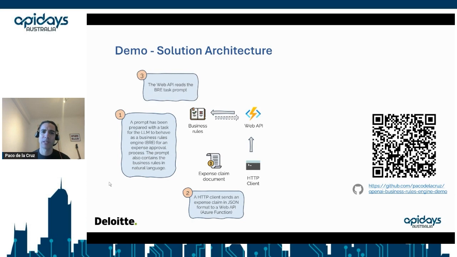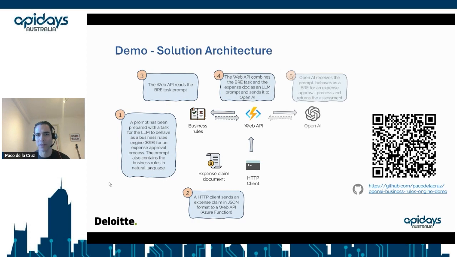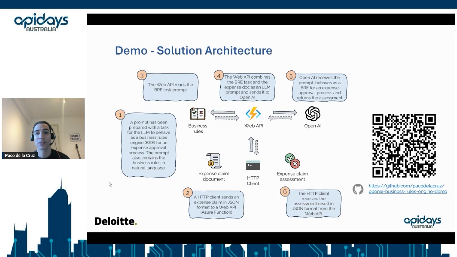Now the API is going to be reading my prompt, right? So the task, the context, the business rules, and then it's going to combine that prompt with the expense document, and send that to the GenAI model. In this case, it's an OpenAI endpoint. And then I'm expecting the outcome from OpenAI to be a JSON document with the assessment of the expense. So it should tell me if it's approved, rejected, or if it requires a manual approval. So this is the scenario.